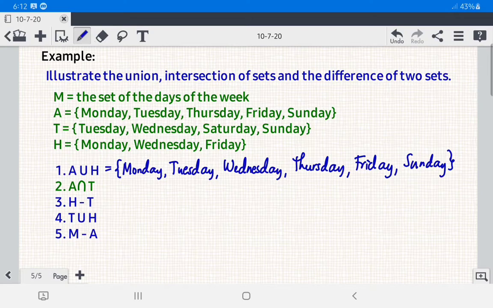Okay, next, number 2, we have A intersection T. Meaning we're going to get the elements common to both A and T. So what are those? We have Tuesday and Sunday. So we will just write A intersection T is equal to Tuesday and Sunday.